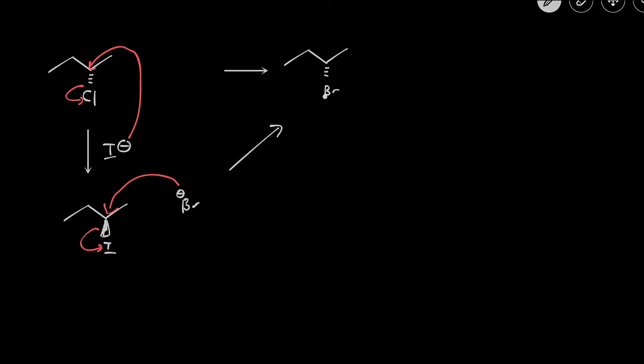So if you want to keep the configuration the same, just do an SN2 reaction twice, but make sure you use a nucleophile that's also a good leaving group. Examples are Cl minus, I minus, and Br minus.